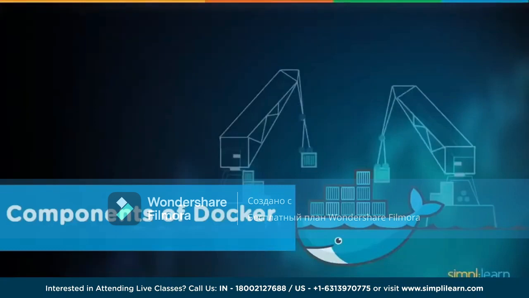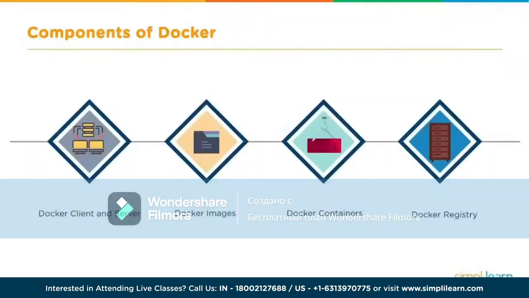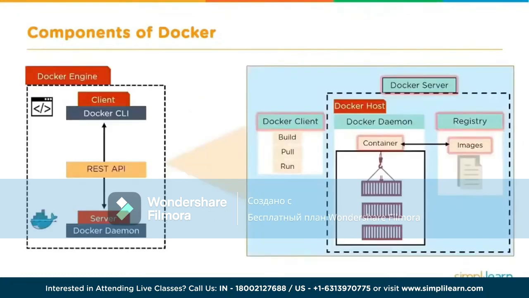So what we're going to do now is break out the 4 main components that make up the Docker environment. The 4 components are as follows: the Docker client and server, which we've already done a deeper dive on, Docker images, Docker containers, and the Docker registry. If we look at the structure we have here, on the left-hand side you see the relationship between the Docker client and the Docker server.